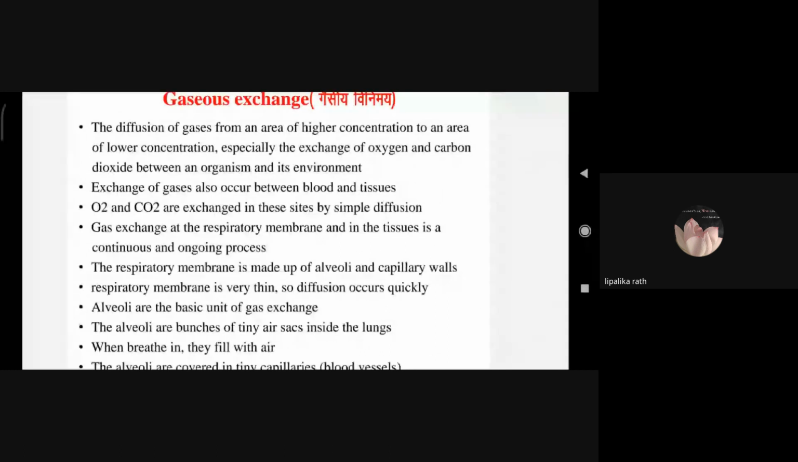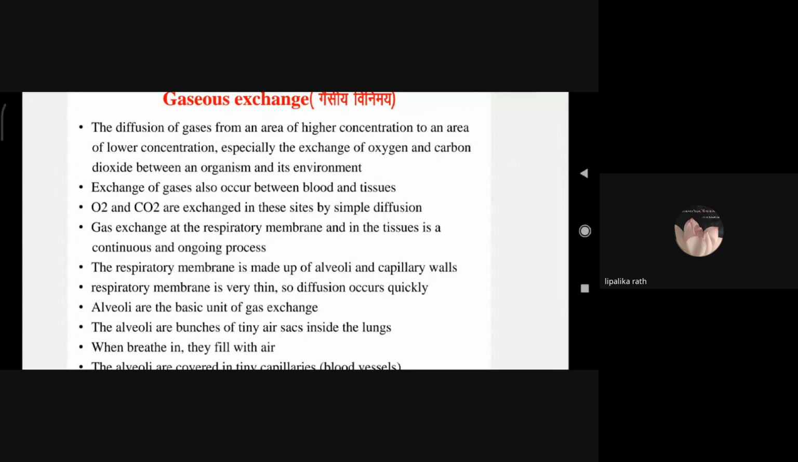Okay. So by simple diffusion, oxygen will go from higher concentration to lower concentration, and also carbon dioxide will go from higher concentration to lower concentration. So this is the main funda. It happens in external respiration as well as in internal respiration. So gas exchange at the respiratory membrane and in the tissue is a continuous and ongoing process. Every time, each and every time it is going on.